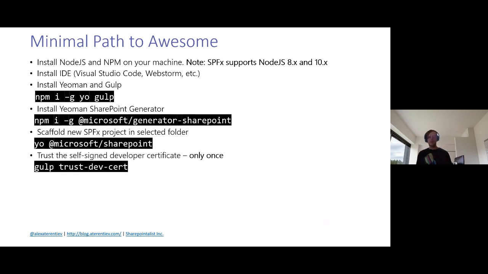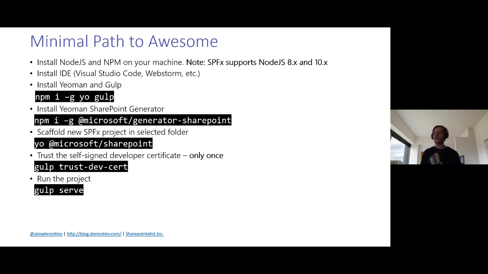If you are creating the first ever project on this specific machine, you also need to trust the self-signed developer certificate. It will allow you to debug your SharePoint Framework solutions locally using a local server and local browsers. So this is done using the gulp trust-dev-cert command. And the last step is to actually run the project with the gulp serve command.